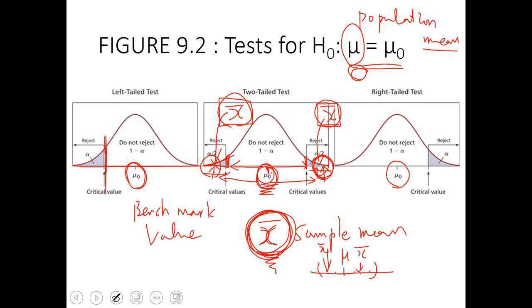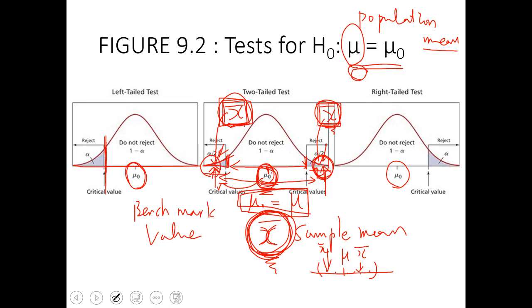So if this sample mean value is located in this left tail or right tail, then it is so extreme, so far from the benchmark mean, that we cannot say that mu 0 and the population mean are the same, because this sample mean is located in a very extreme probability area.